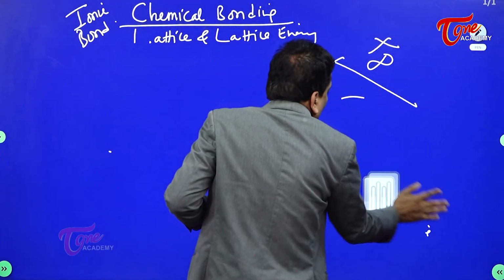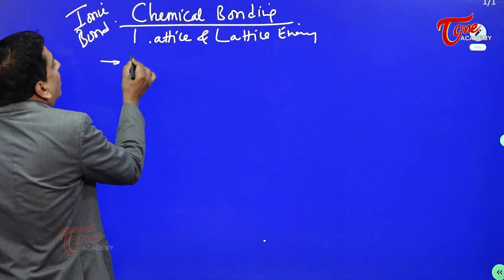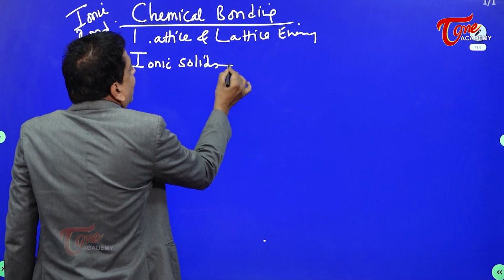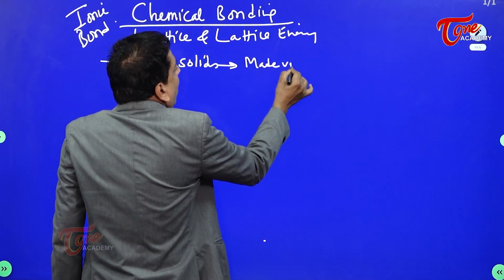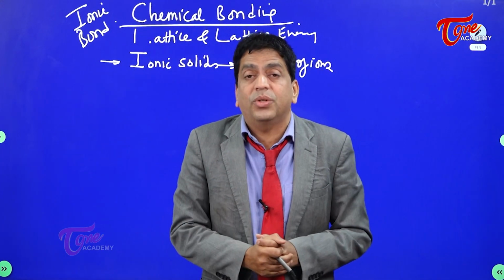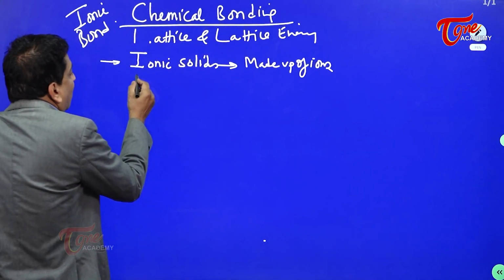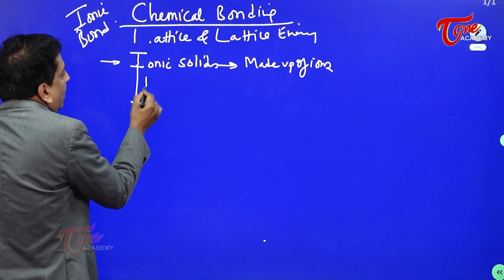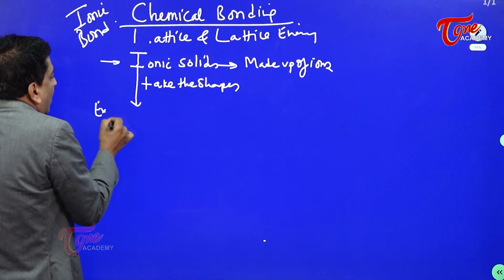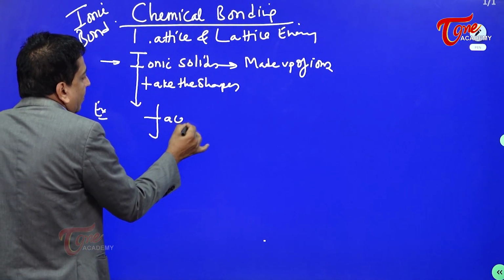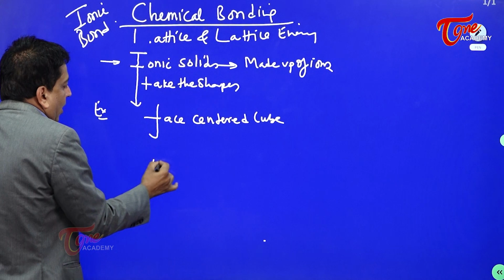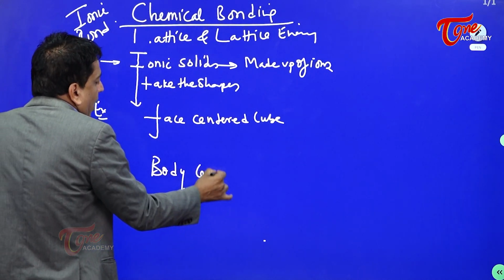Observe carefully now. You have certain shapes of ionic solids. Ionic solids are made up of ions. They just contain ions. You don't have atoms or molecules in them. Now remember, ionic solids will take shapes like, for example, a face-centered cube, or they even take a body-centered cube.